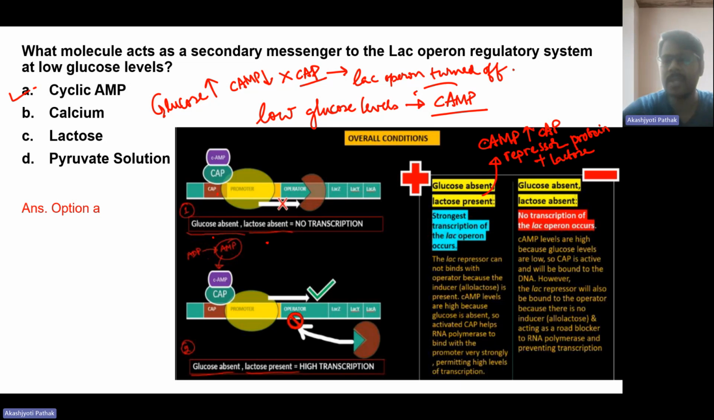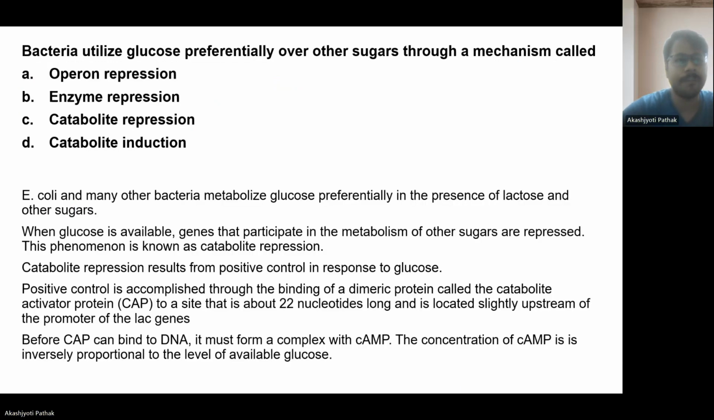So the cyclic AMP levels are high because the glucose levels are low. So CAP is active and will be bound to DNA. So CAP will go and bind to the DNA. However, the lac repressor will also be bound to the operator because there is no inducer, and it will act as a roadblocker that will prevent RNA polymerase from transcription. Okay.